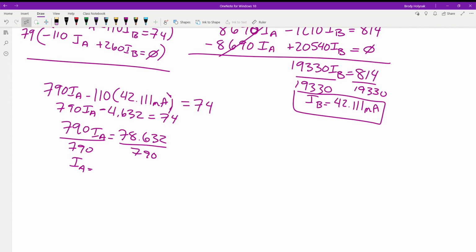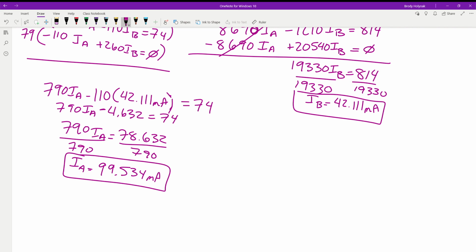Negative? Should be positive. Okay. Oh, because you typed in 709 instead of 790. Dyslexia strikes again.